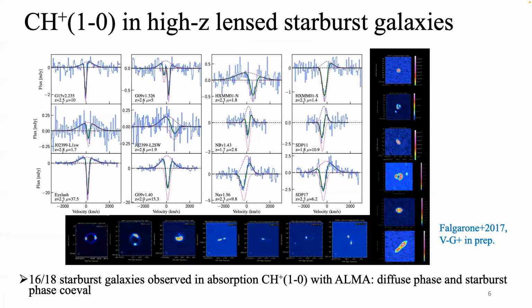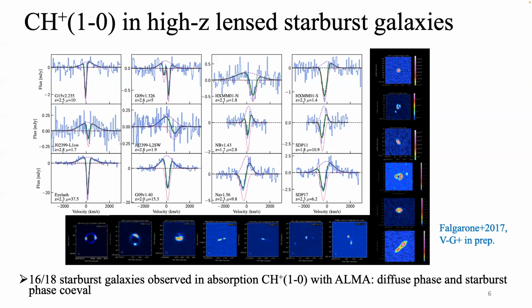So now let's move to the high redshift universe, and I present you here the CH+ (1-0) spectra in a subset of galaxies that we have observed with ALMA. These galaxies, as you can appreciate in some of the continuum images of the objects, are extremely dense and at a redshift of about 2, at cosmic noon. As you see in the spectra, often the emission and absorption coexist.